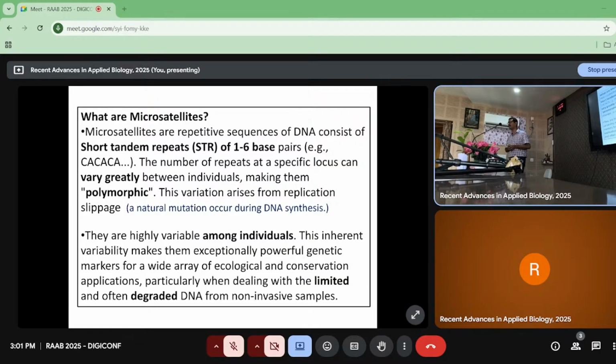This inherent variability makes them exceptionally powerful genetic markers for a wide array of ecological and conservation applications, particularly when dealing with the limited and often degraded DNA from non-invasive samples. We obtain DNA from non-invasive samples, for example from feces or from hairs, and we generally get degraded DNA. That is, the DNA is not found intact as in the case of normal DNA collected from living animals.